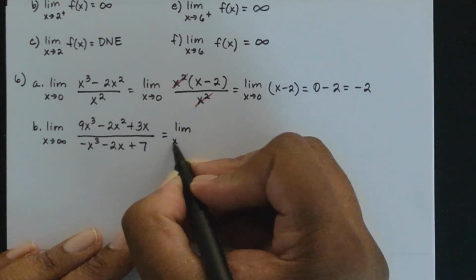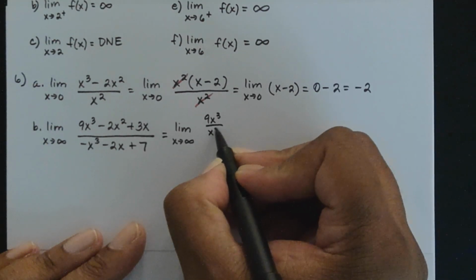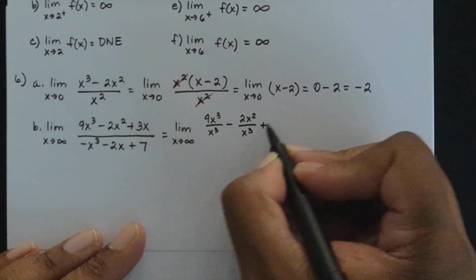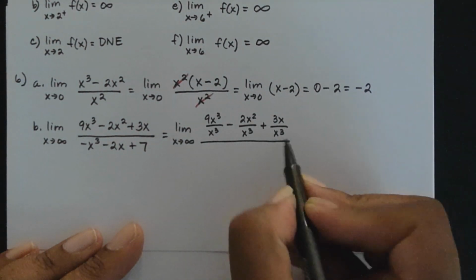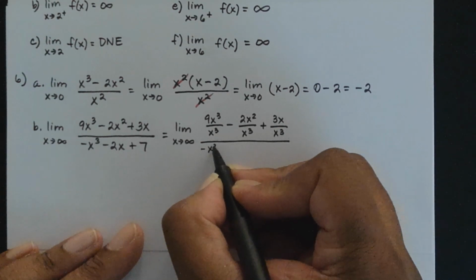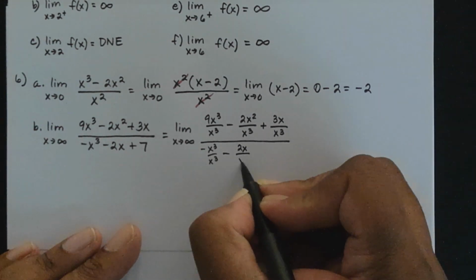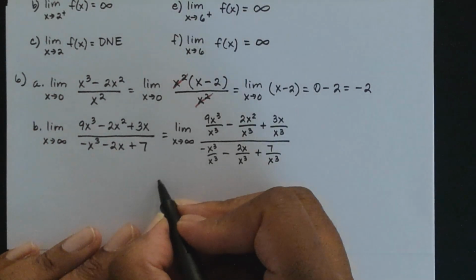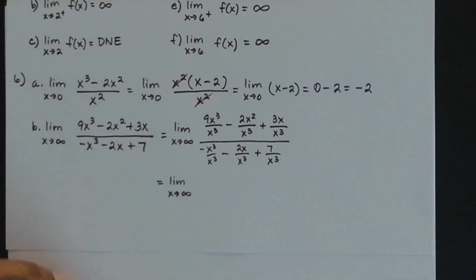So I'm going to bring over the limit as x approaches infinity of, let's see, 9x cubed will be divided by x cubed, and then minus 2x squared will be divided by x cubed, plus 3x will be divided by x cubed. Then that's going to be divided by negative x cubed divided by x cubed, minus 2x divided by x cubed, plus 7 divided by x cubed. Okay, now I'm still going to bring down that notational limit as x approaches infinity of.